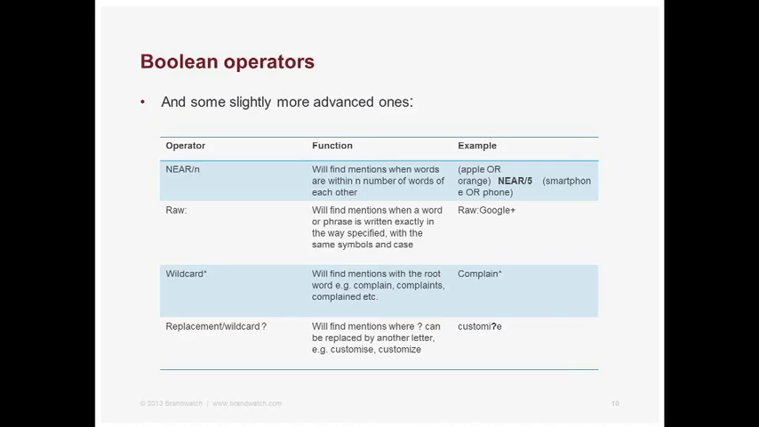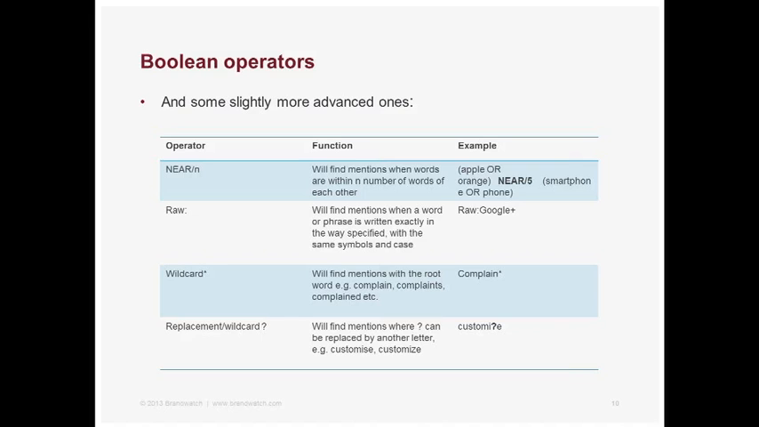So the example here is Google+, which will only match when the word Google+ is written with a capital G and with the plus sign. The next is the wildcard asterisk, which basically says that it can match when the root is the same. So the example here is complain, which will also match anything that's complaints, complained. It's anything that starts with complain and then has however many characters afterwards.